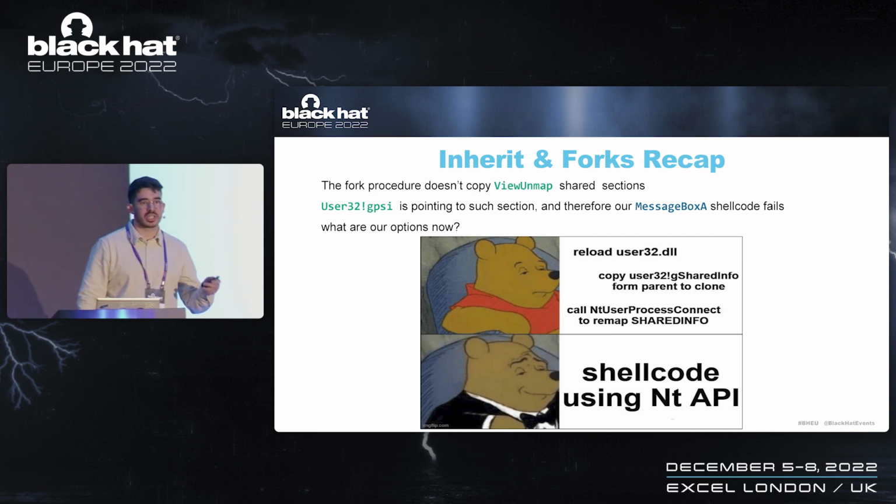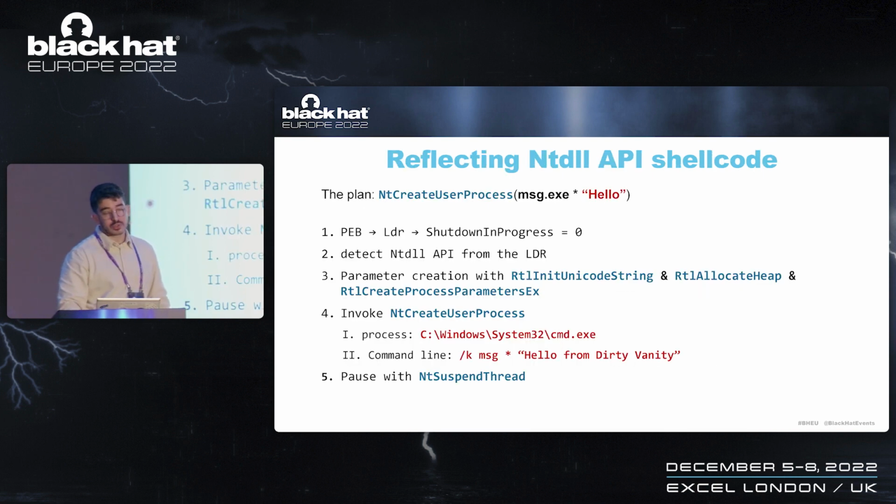So this is how the Unix fork works and is able to create executing processes, and this is why it's interrupted in Windows. So I'm going to reflect a shellcode NT API for my demo. My shellcode is going to, instead of creating a message box, invoke a call to NtCreateUserProcess, invoking a msg executable that says a hello prompt.